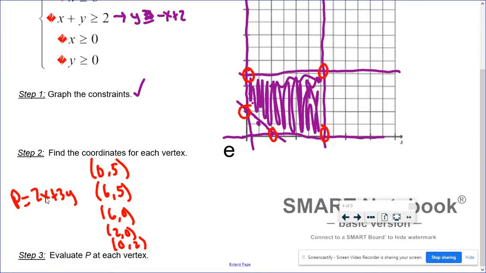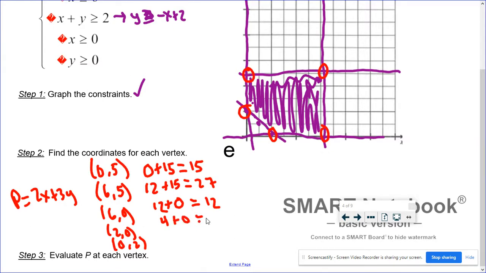So when I substitute 0 in for x, I get 0. When I substitute 5 in for y, I get 15. When I substitute 6 in for x, I get 12. When I substitute 5 in for y, I get 15. When I substitute 6 in for x, I get 12, 0 in for y, I get 0. Add that together, you get 12. 2 in for x, you get 4. 0 in for y, you get 0. And then the last one, 0 in for x, you get 0. 2 in for y, you get 6.